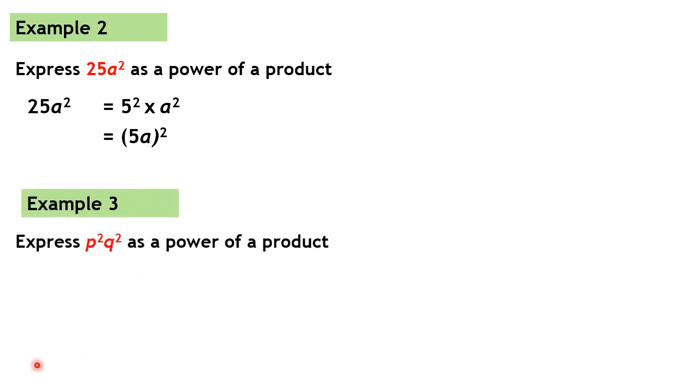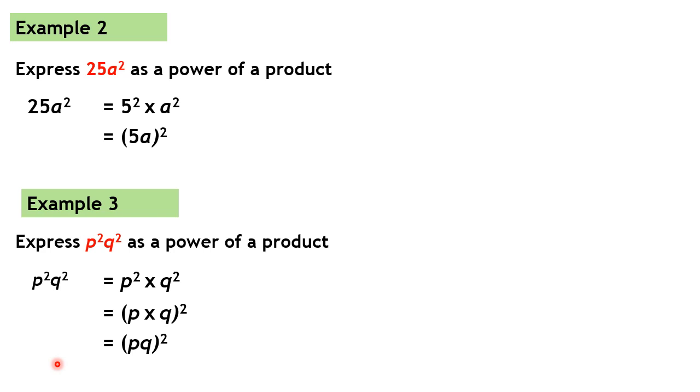Example number 3. Express p squared q squared as a power of a product. Here too the given form is a product of powers, and we need to express it as a power of a product. Let's see how to write it. p squared q squared is equal to p squared into q squared. Since both bases have the same power 2, we can combine them: (p times q) whole thing squared.